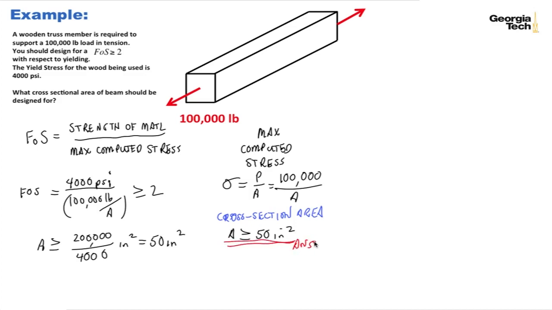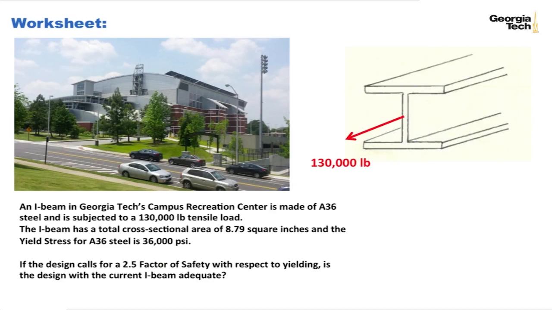And so if I'm choosing these truss members, for 50 inches squared, 7 times 7 would be 49. So to be safe, let's go a little larger than that. Maybe we could use an 8-inch by 8-inch, or 8 by 8 wooden truss member. And so that's a simple example of how to use factor of safety, or building in factor of safety into your design. And I've got a worksheet for you to do.